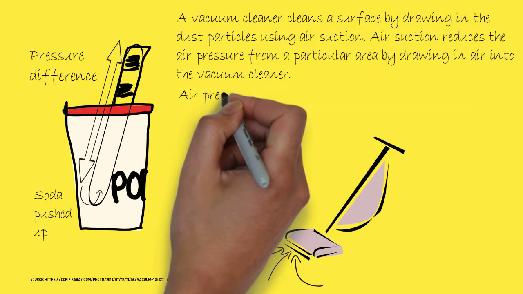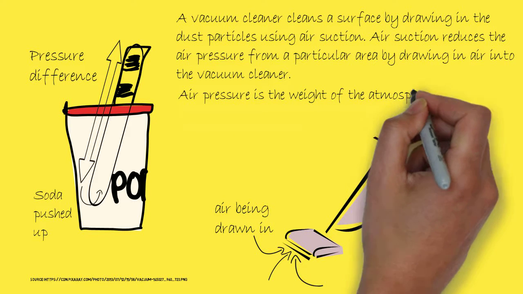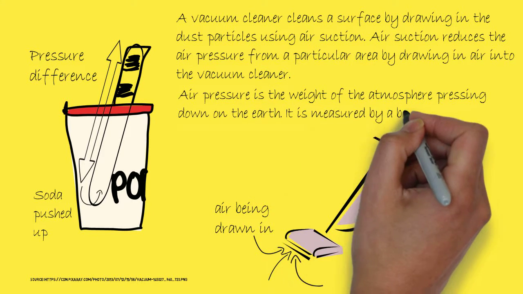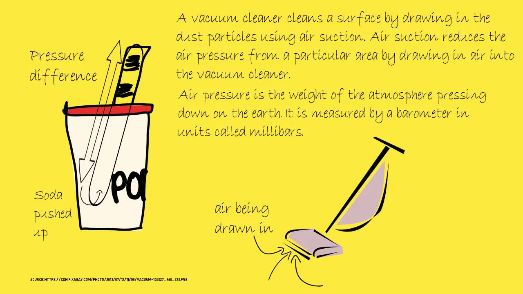Air pressure is the weight of the atmosphere pressing down on the earth. It is measured by a barometer in units called millibars. Let us understand more concepts about air pressure and air suction.